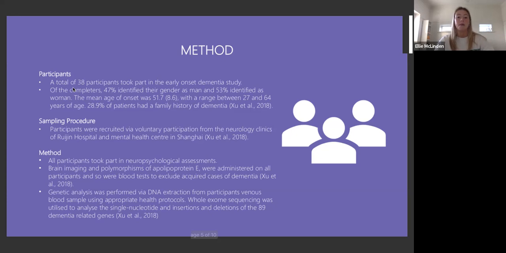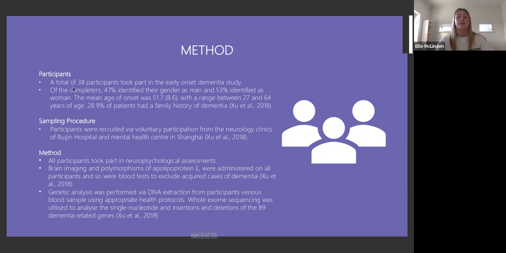Sampling procedure. Participants were recruited via voluntary participation from the neurology clinics of Ruijin Hospital and Mental Health Care Centre in Shanghai. All patients were assessed by neurological specialists, and 10 participants were identified with probable Alzheimer's disease. 9 patients fulfilled the criteria for dementia, but it was unknown whether they had Alzheimer's disease or frontotemporal dementia, and the remaining 19 participants fulfilled the criteria for frontotemporal disease spectrum.